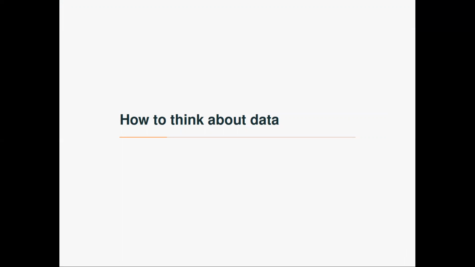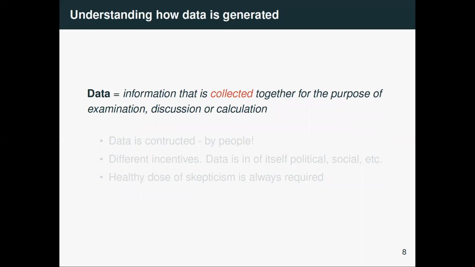The first part of how to think about data is understanding the data generation process. So let's start off with, what is data? Simply put, data is information that is collected together for the purpose of examination, discussion, or calculation. Now, the key part I want to highlight here is that data is constructed by people. Data does not come down from the heavens, dropped into our laps by some data gods to be taken as infallible.